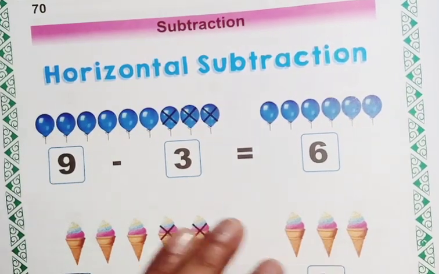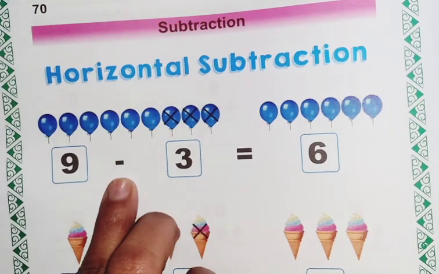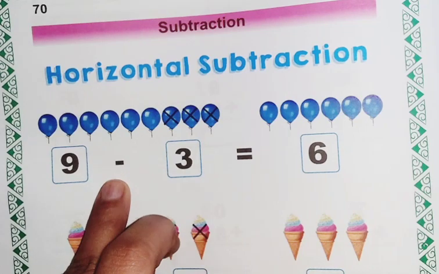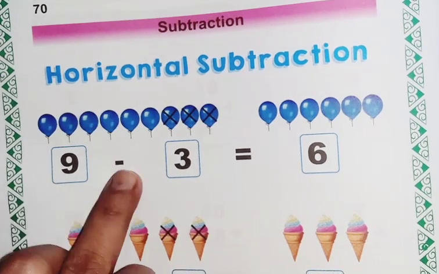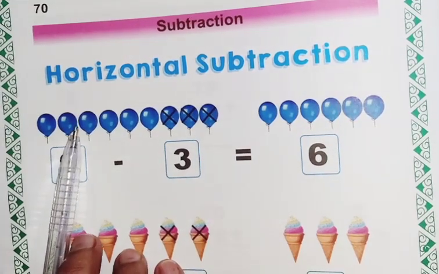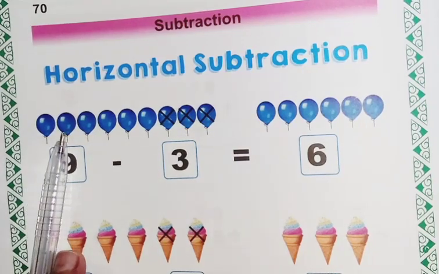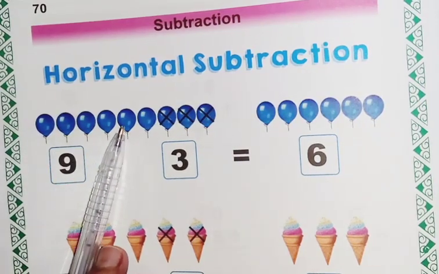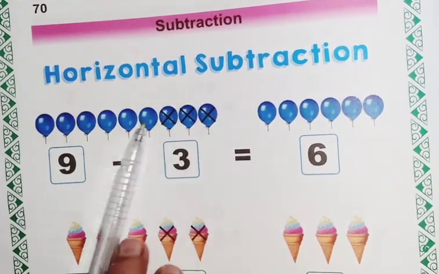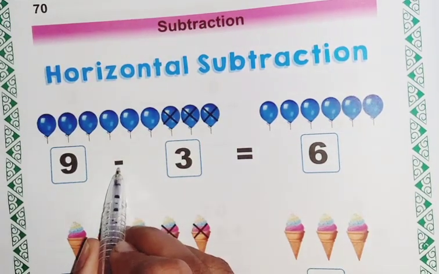First of all, we have a question which is 9 minus 3. This sign is called minus. Now first of all, we will count these balloons. Count with me. 1, 2, 3, 4, 5, 6, 7, 8, 9. Well, we have 9 balloons here from which we have to subtract.